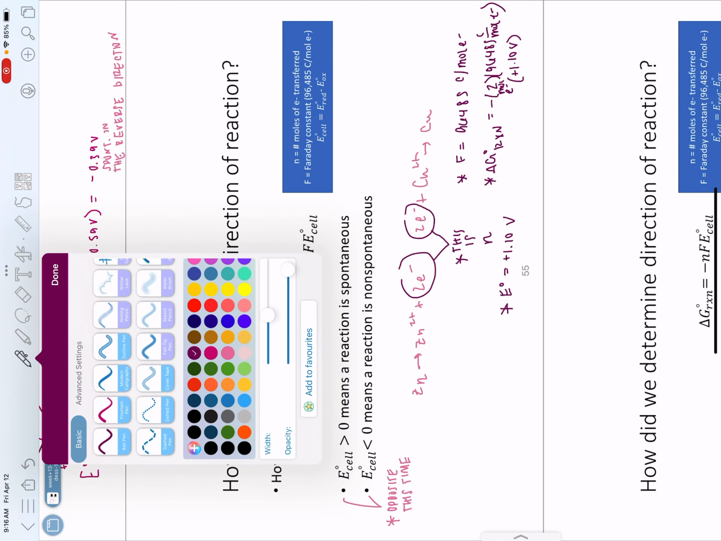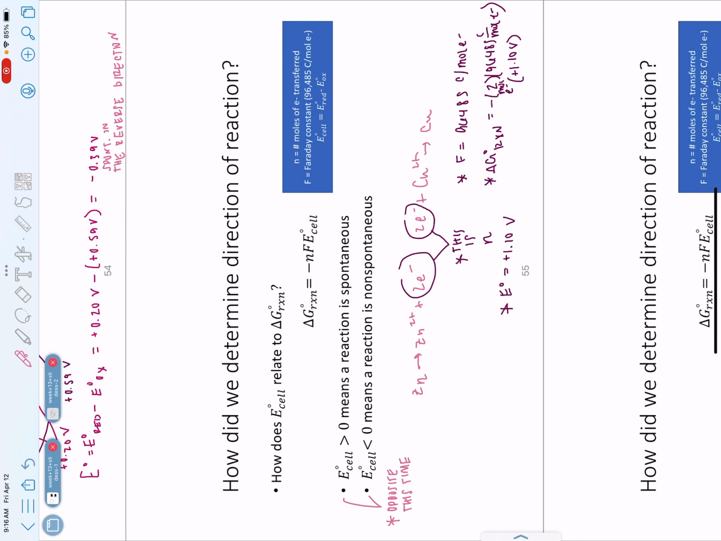Question? This is going to be a big number because whatever I'm multiplying by has got 96,485 in it. What is delta G of my reaction? -212.267 kilojoules. 212 point what? 267.